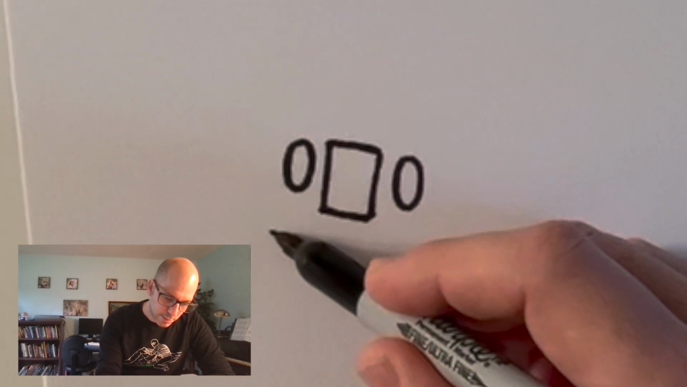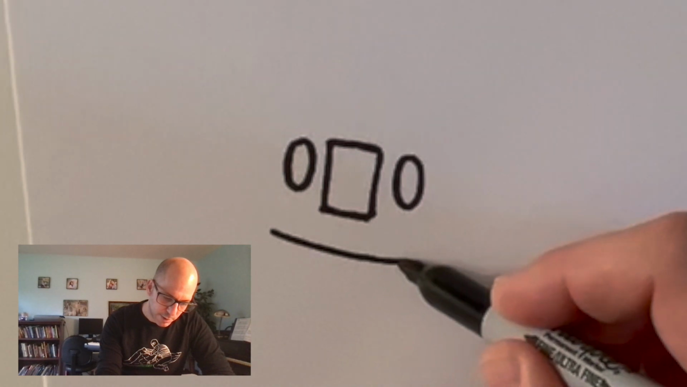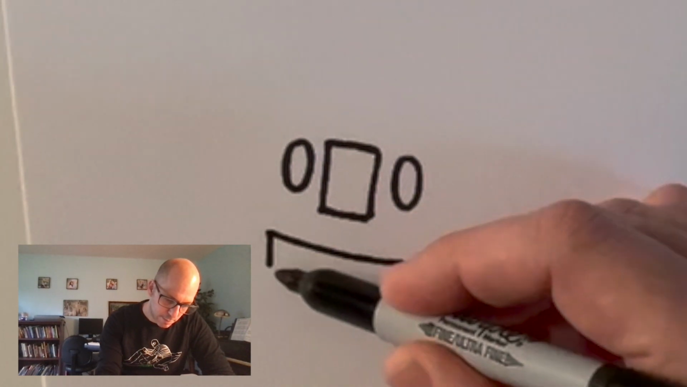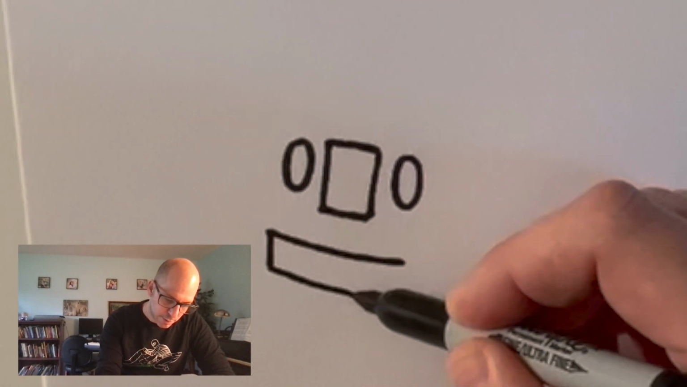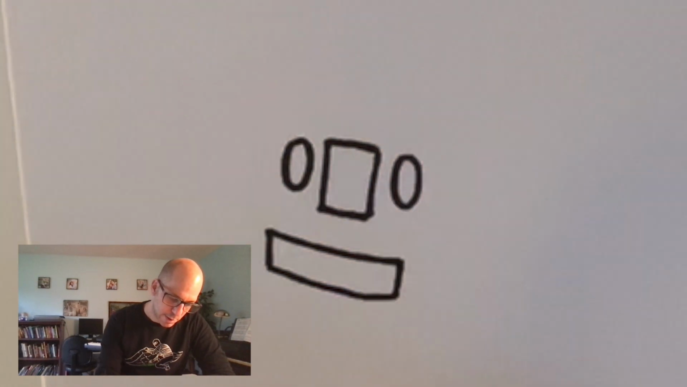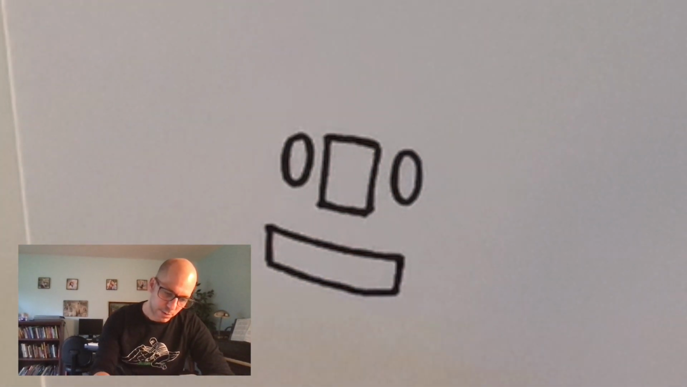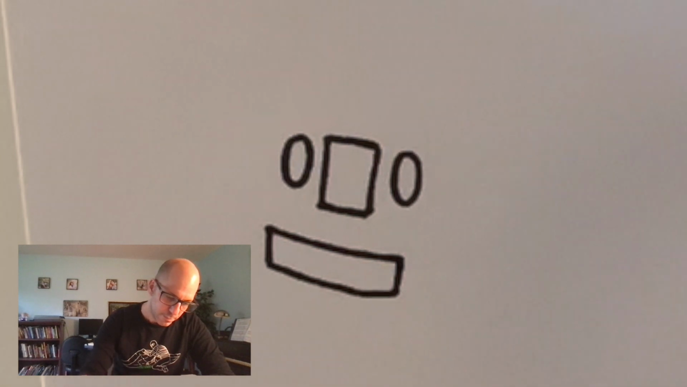And then down here, trucks generally have this big fender or bumper thing down here, and that kind of looks like its mouth, doesn't it? It almost looks like a robot face.